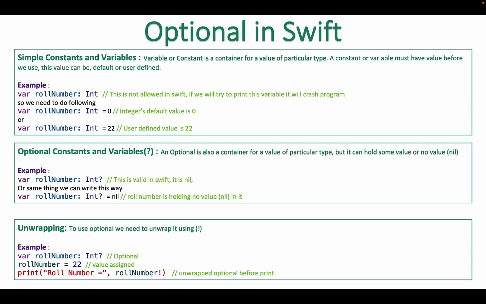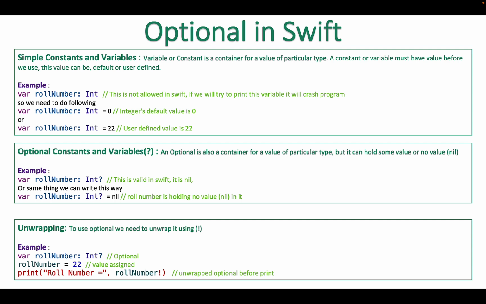While optionals also are constants and variables, there is a slight difference. We can say an optional is also a container for a value of particular type, but it can hold some value or there can be no value, which is known as nil value. This is the master difference between our simple constants and variables and optional constants and variables.